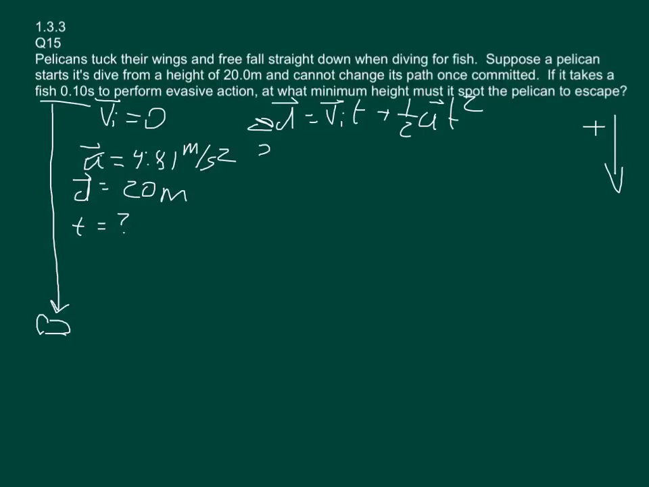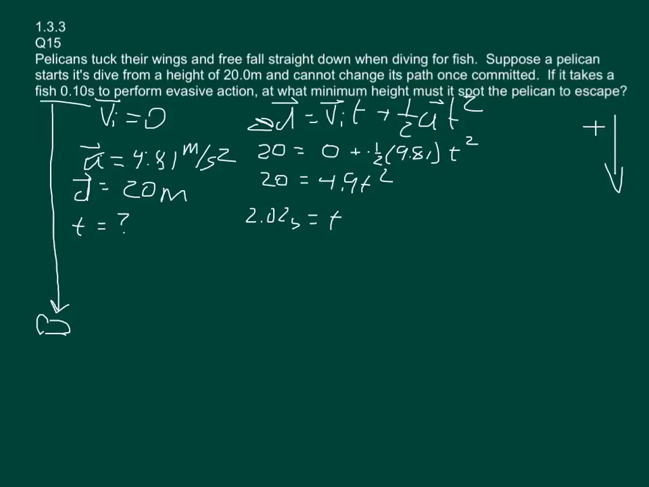And we know this is 20. We know this goes to 0. So write out 1/2 times 9.81 t squared at 20 equals 4.9 t squared. Divide both sides by 4.9, and then take the square root so that we end up solving for t, and we'll see that it's 2.02 seconds. That's if he reaches the fish.